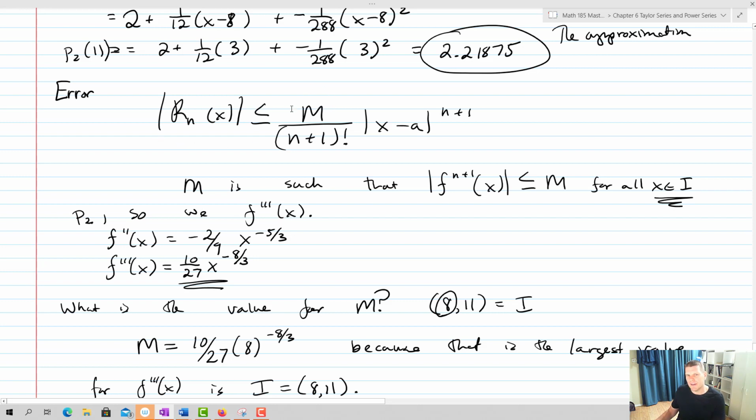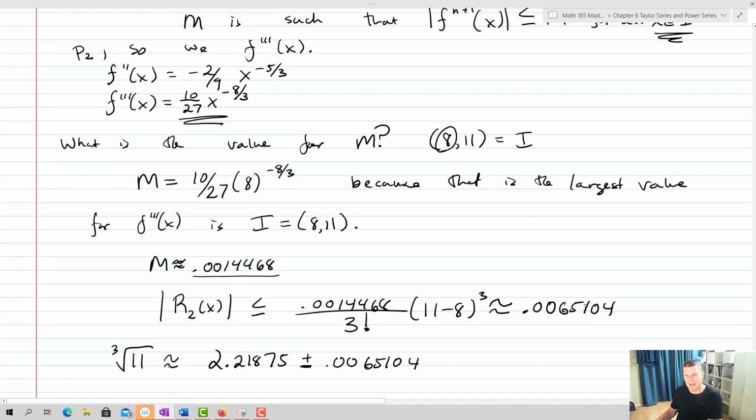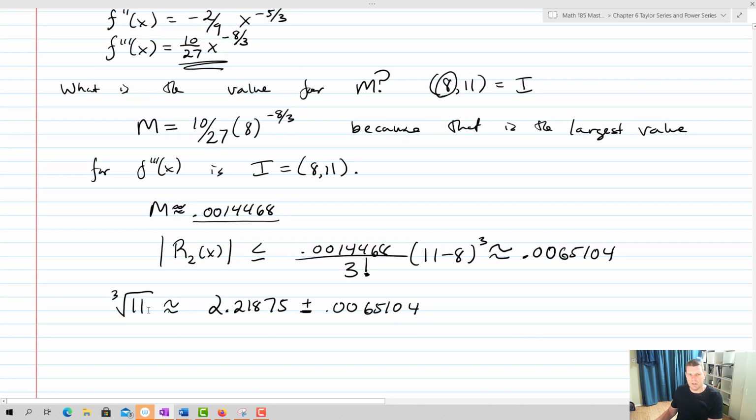The hardest part here is actually finding m. But all we really need to think about is what is the bound for m on whatever interval we're looking at. This one's fairly easy because the value is constantly decreasing for x, and so consequently the highest value we're going to have for the third derivative is f triple prime of 8, okay? Then we just plug in m at that value into our equation. So here's our equation right here. We plug that in, and that gives us our error bounds. And so the cube root of 11 is approximately equal to 2.21875 plus or minus this error bound right here.